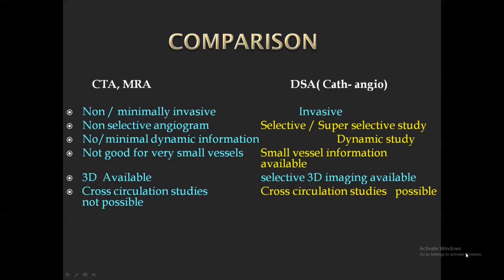That means when we do a CT or MR angiography, suppose we are doing a cerebral angiogram, we are getting all the arteries of the brain, like both carotid arteries and vertebral arteries. But when we do DSA, we can do a selective angiogram. We can go into a particular artery, say carotid artery, and we can inject contrast and image that. This is called a selective angiogram.